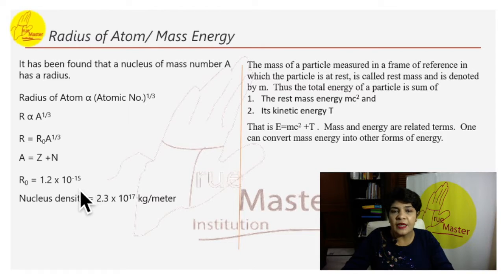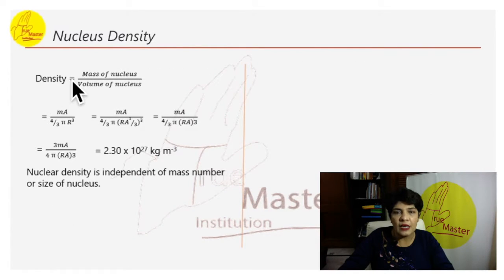So the radius we got, and A is Z plus N, with the R naught value 1.2 into 10 to the power minus 15. This is how we can calculate the radius of the atom. The second term that we are going to define is nuclear density. Density equals the mass of the nucleus divided by the volume of the nucleus.